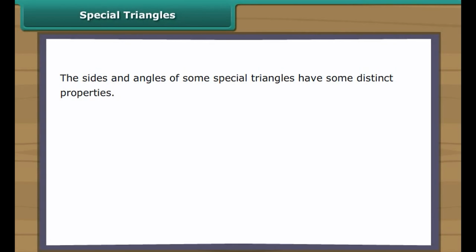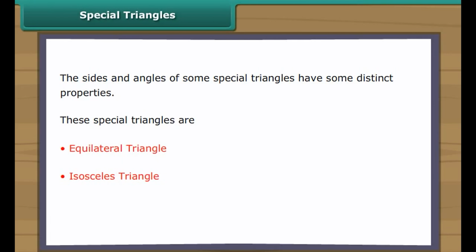Special triangles. The sides and angles of some special triangles have some distinct properties. These special triangles are Equilateral Triangle, Isosceles Triangle, Right-angled Triangle. Let us learn about them.